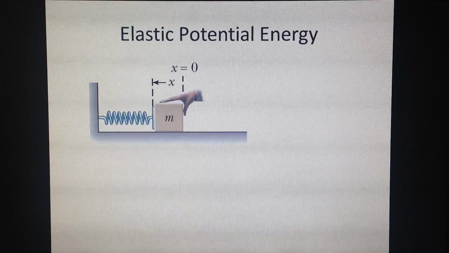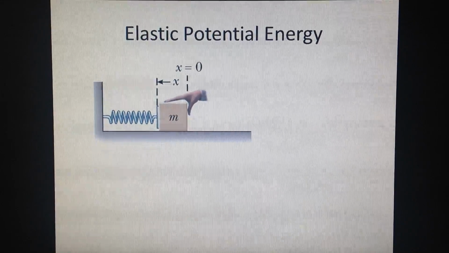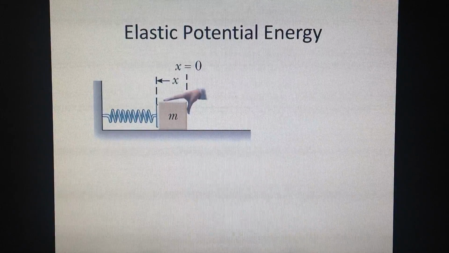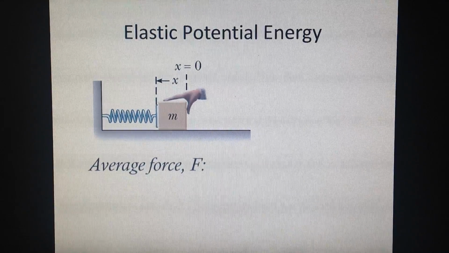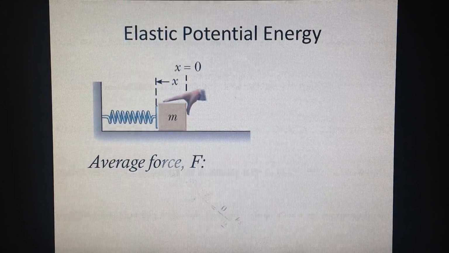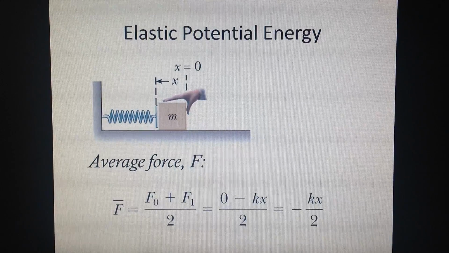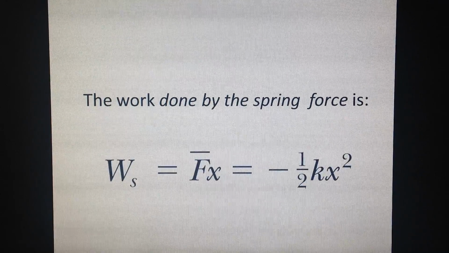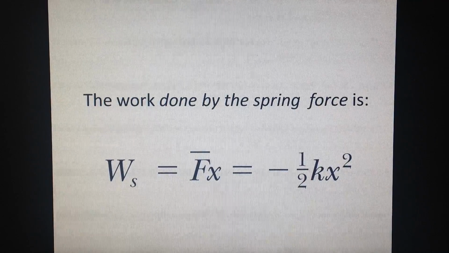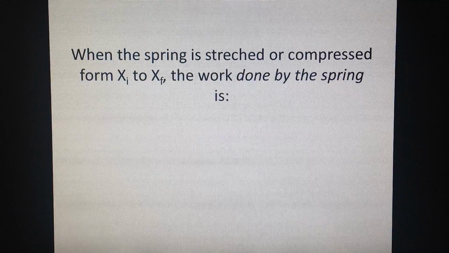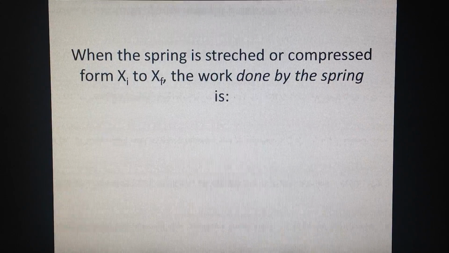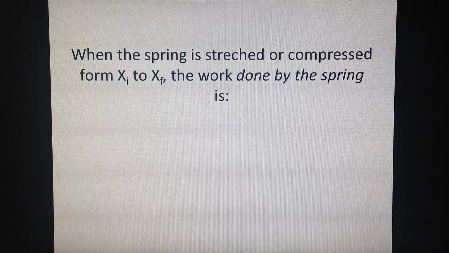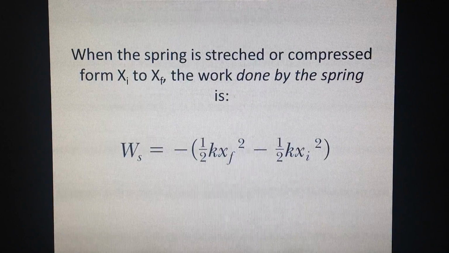The spring force points in the direction opposite the motion, so we expect the work to be negative. To find the spring force, we use the average force F, determined by this equation. Therefore, the work done by the spring force is determined by this equation. In general, when the spring is stretched or compressed from xi to xf, the work done by the spring is determined by this equation.